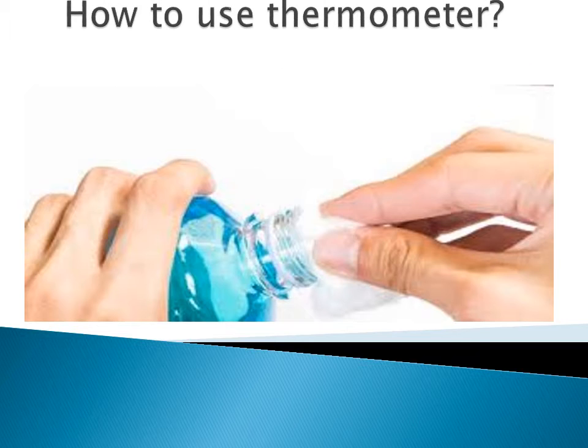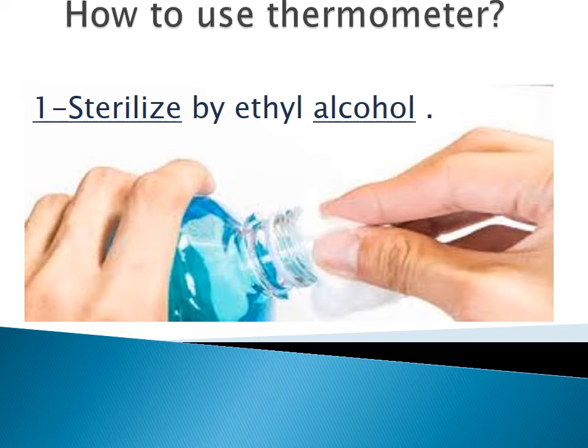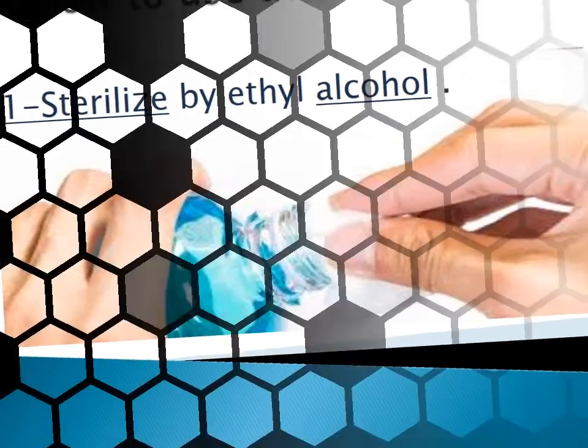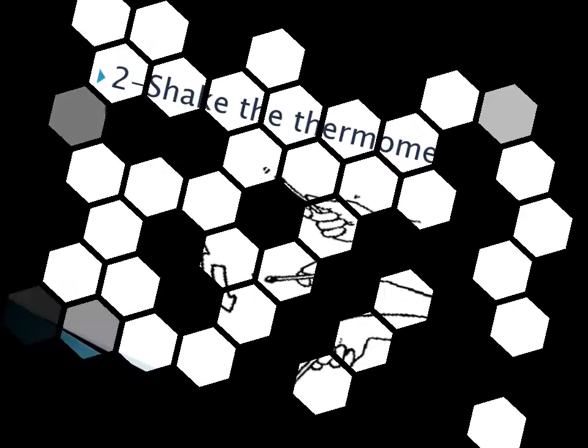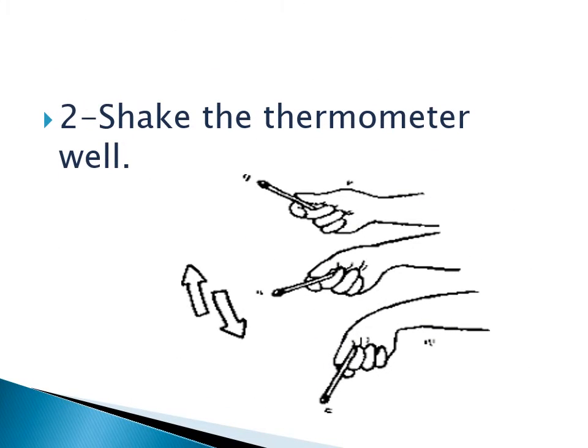Now, how can I use the medical thermometer? First, I should sterilize the thermometer with ethyl alcohol to kill any microbes. Second, I should shake the thermometer well so that mercury returns back to 35.